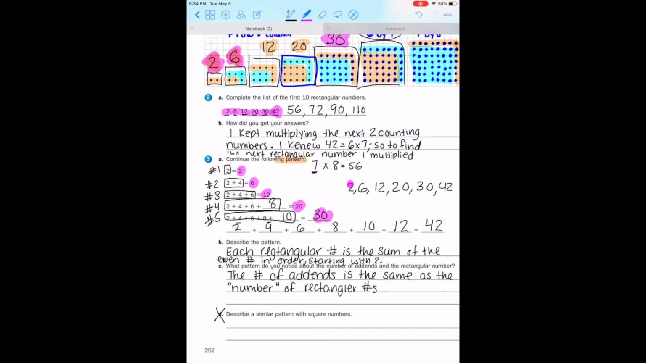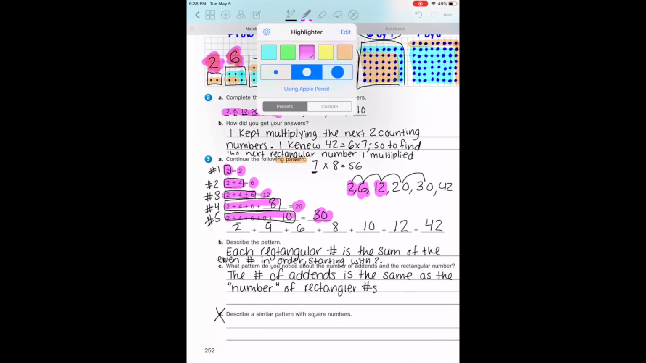And if you notice, here's 2. It's the first add-in. To get 6, it's 2 add-ins. To get 12, it's 3 add-ins, and it's the third number in the sequence. To get the 4th number in the sequence, you're adding 4 numbers together. To get the 5th number, you're adding 5 numbers together.